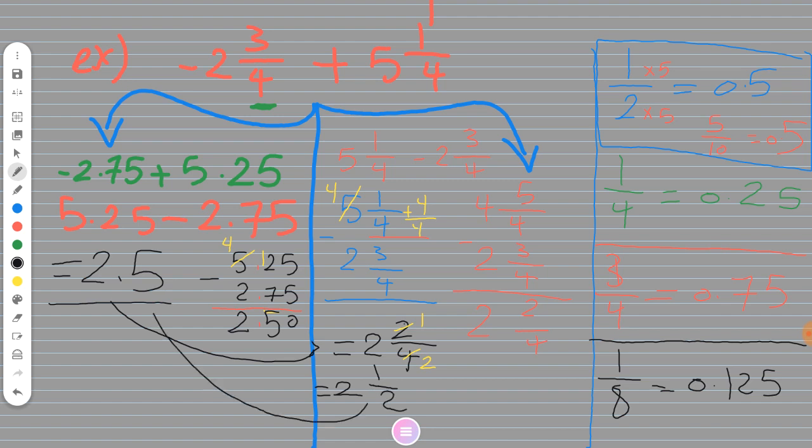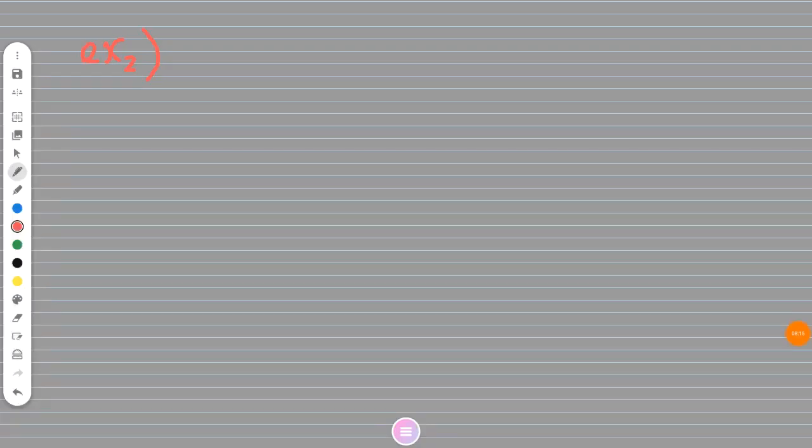Yes? Okay. We use this, so you can choose. If you can change the fraction form to decimal, it's very easy. If you can't, use this method, okay? Okay. Let's move to another example. Our next question is how to add the following.